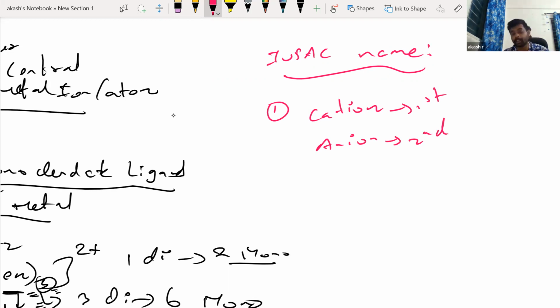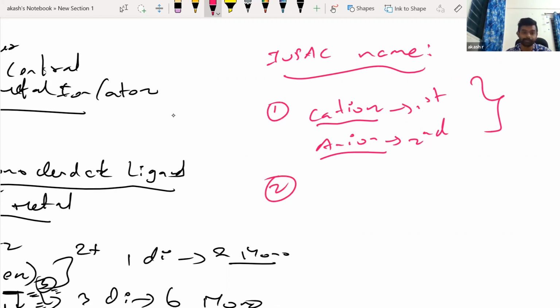Again, the counter ion can be positive, or the coordination sphere can be positive; it can vary. The anion can be the coordination complex or the counter ion can be the coordination complex; it doesn't matter. What I understand is first you name the cation, then the anion. So if the counter ion is the cation, you start with the counter ion first, and then go to the coordination complex. That is the first rule.